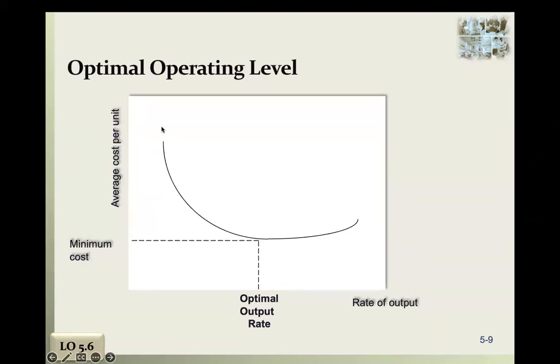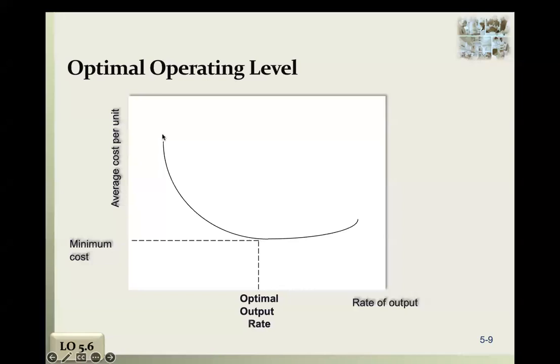So initially, let's say, when you are at this point, which means your output rate is low, you are not producing much, focus on the movement of this cursor. So at this point, when your output rate is low, you see your cost is very high. But as you increase your output and you move to the right side, your cost is also decreasing up to a point. And this is called economies of scale, this part.